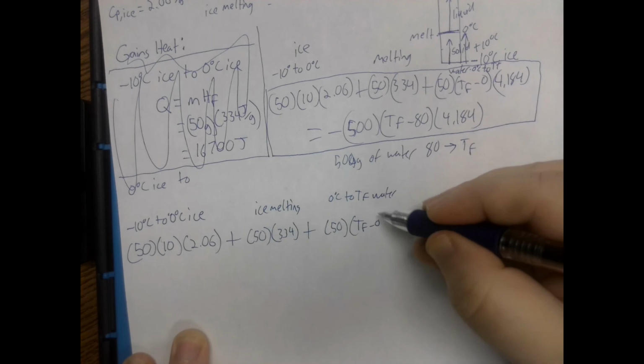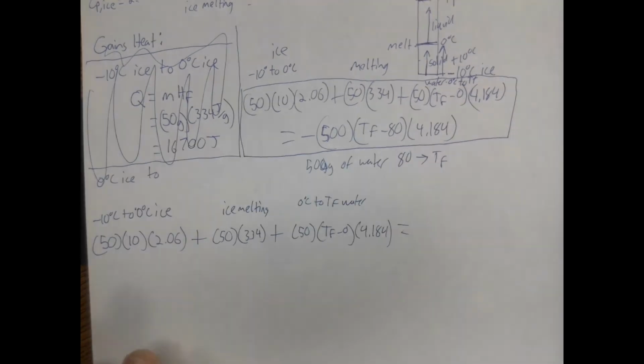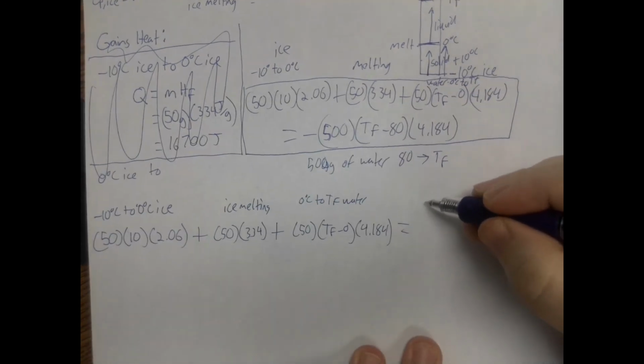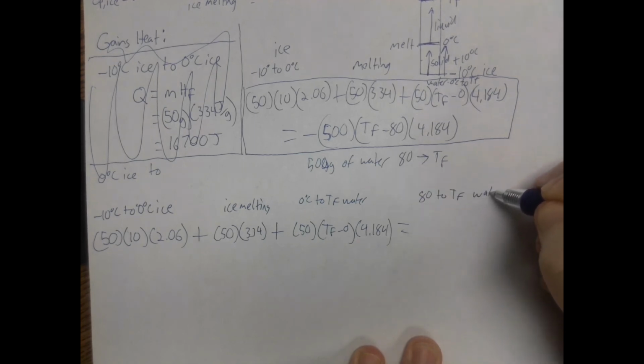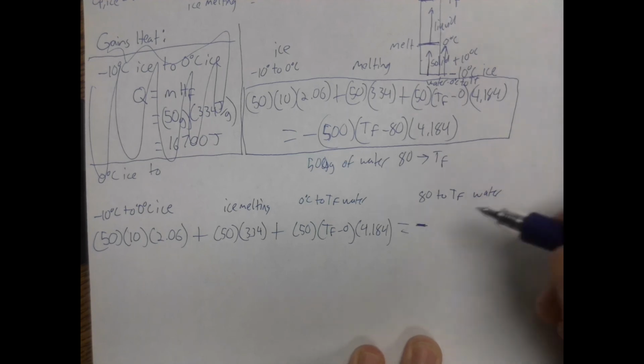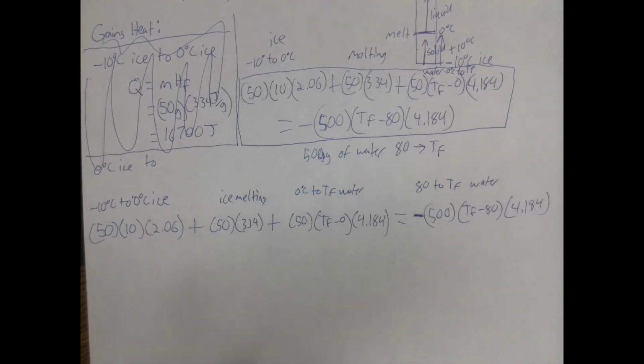That'll be TF minus 0. Final minus initial times 4.184. And that'll be equal to the right side, which would be 80 to TF water. And we do negative on the right side. And it'd be 500, because this is going to be the beaker. And then it would be TF minus 80. And then 4.184 because we're liquid. There it is. I would do the entire equation all at once and then solve algebraically for TF.